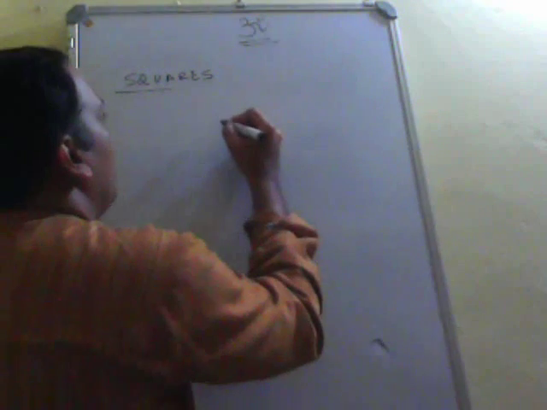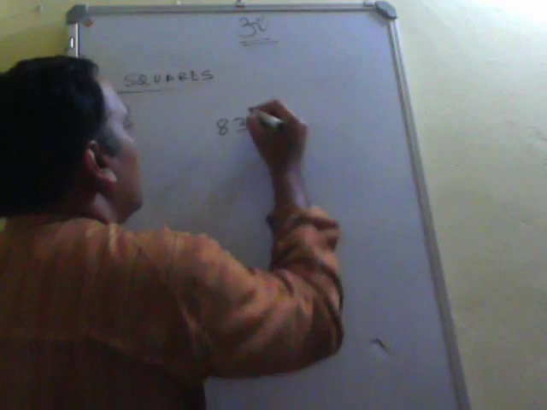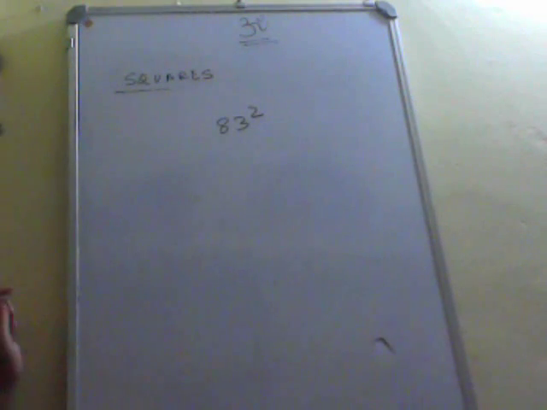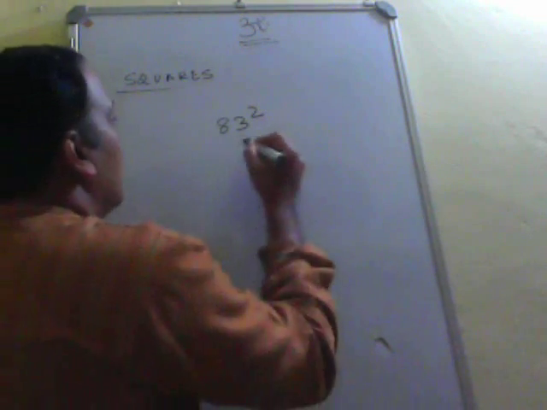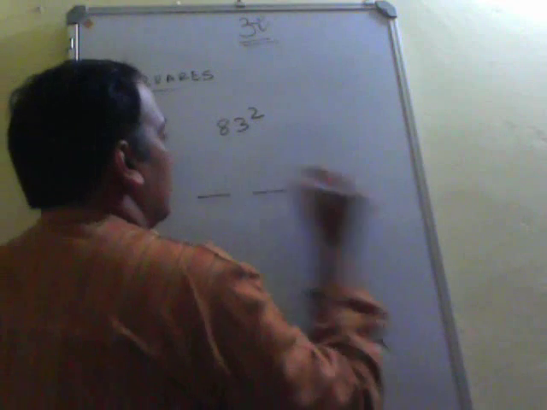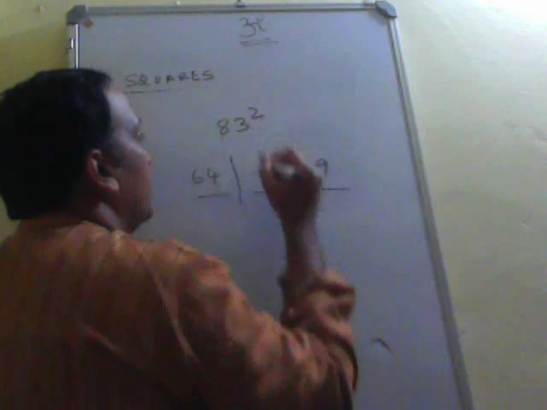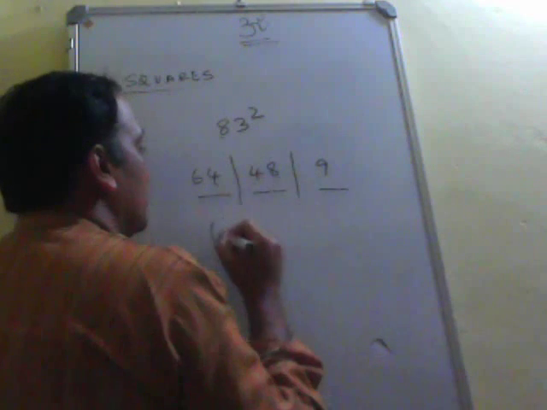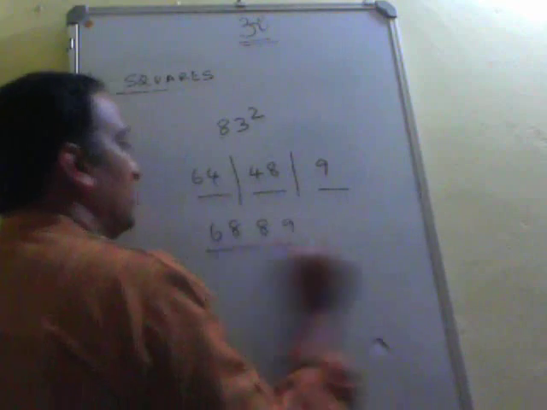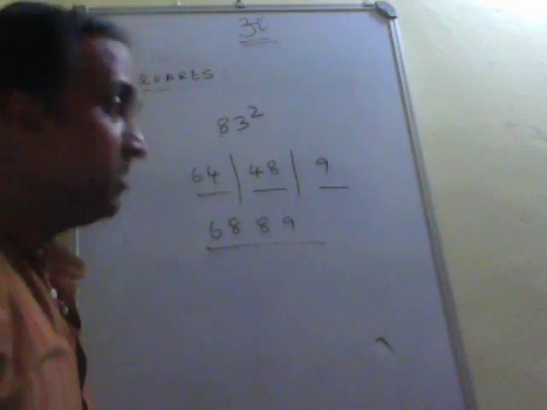We'll do another example: 83 square. So 3 parts. 64, 8 into 3 is 24, 48, and 9. So 6889. Please check in a calculator.